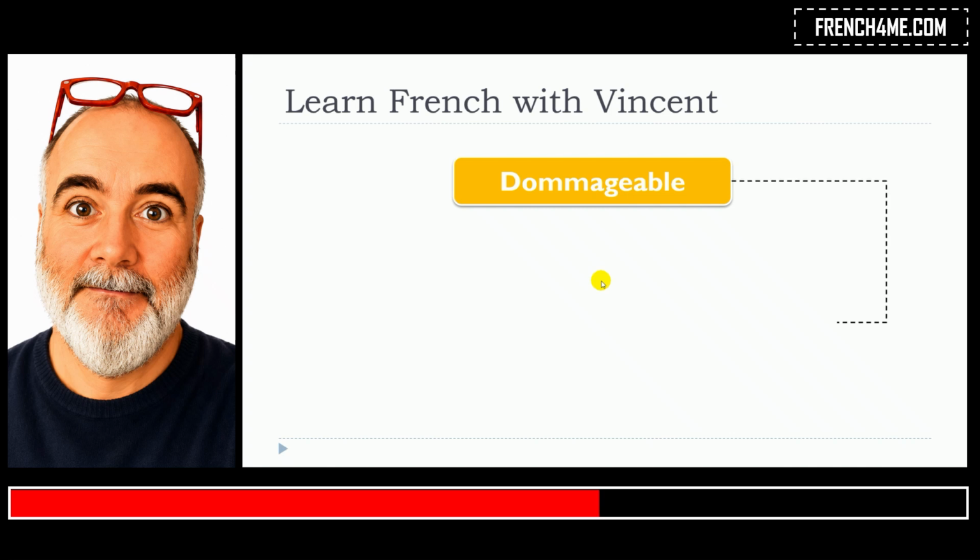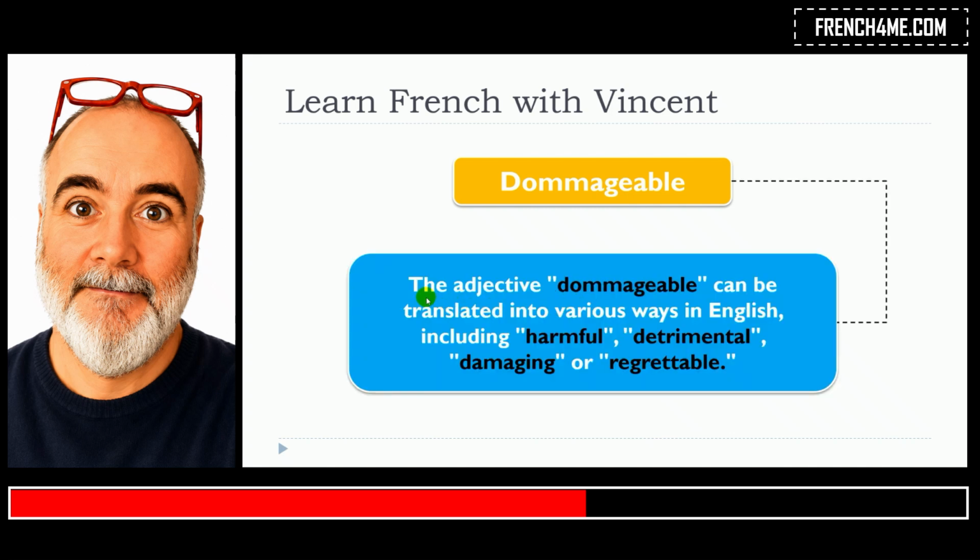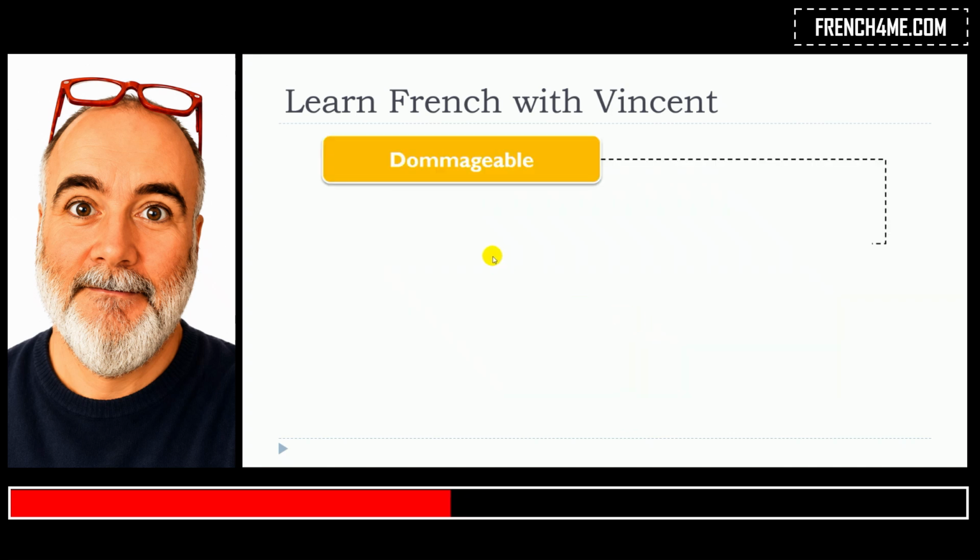So this lesson is about dommageable. The adjective dommageable can be translated into various ways in English, including harmful, detrimental, damaging, or regrettable. So we will see some examples with dommageable.